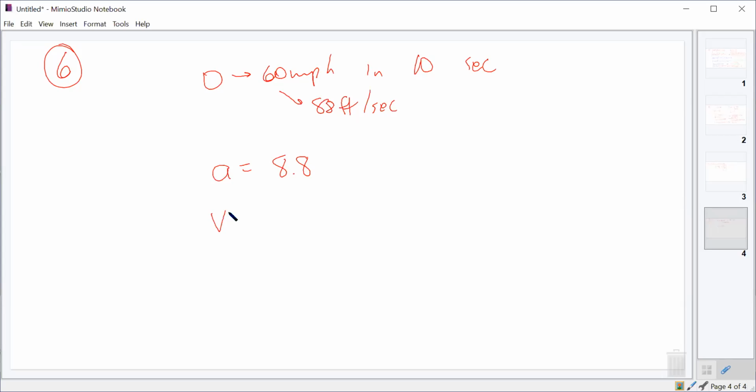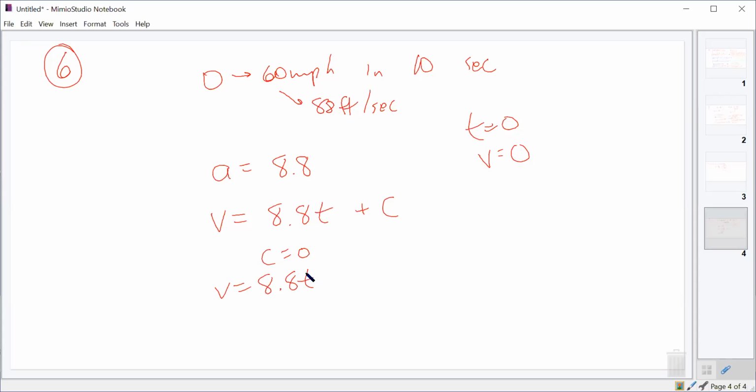So what is our velocity then? Our velocity is 8.8t plus some constant. What's that constant? When t equals 0, what is the velocity? 0, right? Because it went from 0 to 60. So we plug in 0 for velocity and 0 for t. We get a constant of 0. Great. So we now have velocity is just 8.8t.